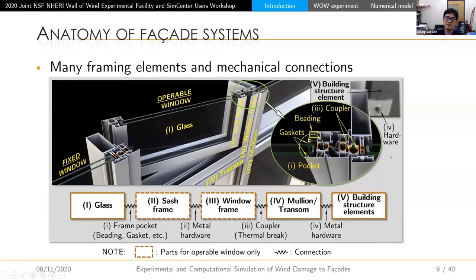So the wind load imposed on the glass is transmitted up to the building structure through a number of framing elements and a number of mechanical connections. So it is not quite straightforward to characterize all the properties and how those contribute to the performance and behavior of the facade system. And also, the performance and behavior of this facade system depends on construction workers, the installation skills and experience. So, meaning there are human factors.